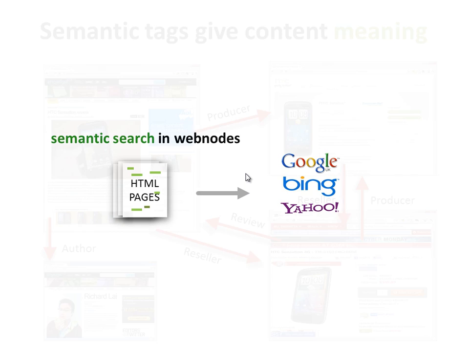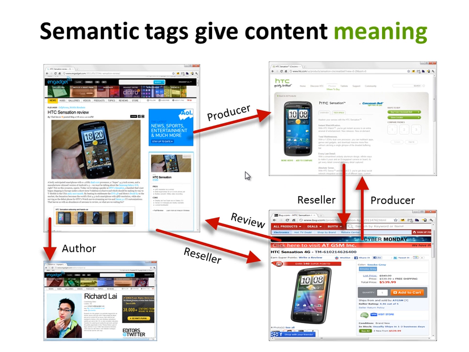Semantic search first. If you go back to this first example, this review article about the mobile phone sensation could have been tagged with what is called microformat tags or microdata tags, and by doing that you provide additional information hidden in the HTML, so the actual look and feel of the article is exactly the same, but to Google they will be able to then extract information that this article is a review article about the mobile phone sensation.